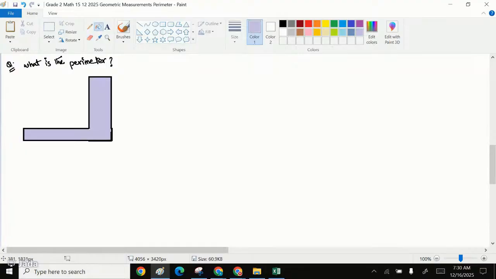Let's label the shape and see what values are given to us. The unit is given in inches: 2 inch, this is 5 inch, this is 6 inch, this is 1 inch, this is 8 inch, and 6 inches. They are asking us to find the perimeter of the shape. Let's discuss.